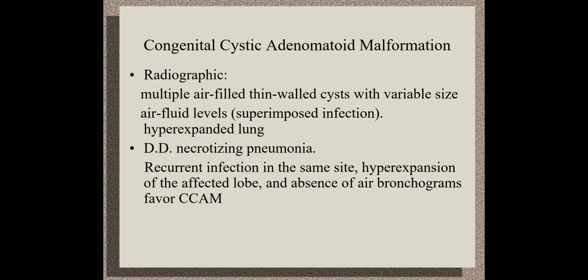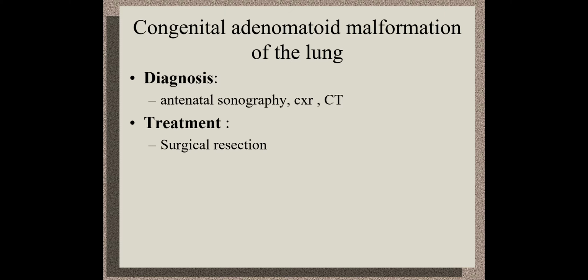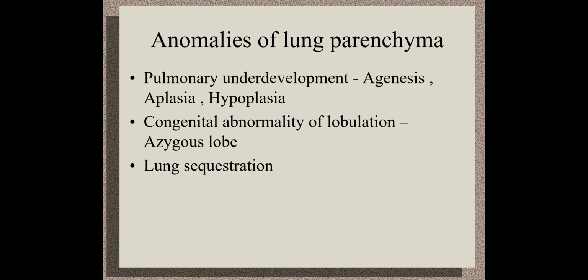Radiologically, it appears as multiple air-filled thin-walled cysts of variable size, air fluid level, superimposed infection, and a hyperexpanded lung. Differential diagnosis: necrotizing pneumonia, recurrent infection in the same site. Diagnosis: antenatal sonography, chest X-ray, CT; treatment by surgical resection. Anomalies of the lung parenchyma: pulmonary underdevelopment, agenesis, aplasia, and hypoplasia, congenital abnormality of lobulation like an azygos lobe, and lung sequestration.